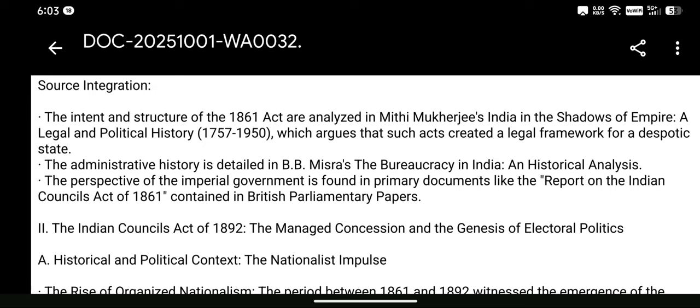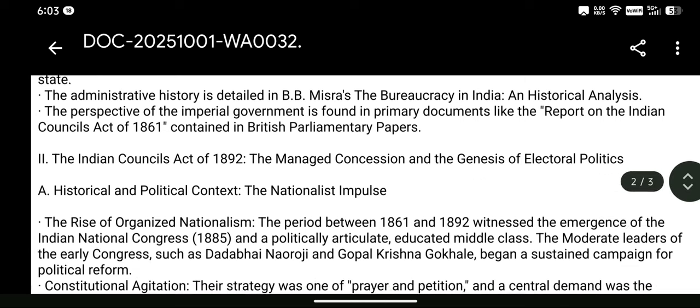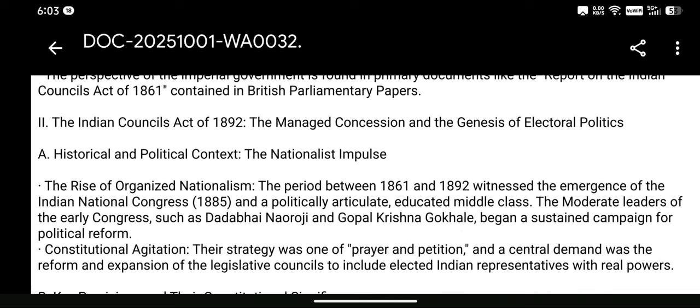Okay, this is done. The Indian Councils Act of 1892: the managed concession and the genesis of electoral politics. Historical and political context: the nationalist impulse, the rise of organized nationalism.